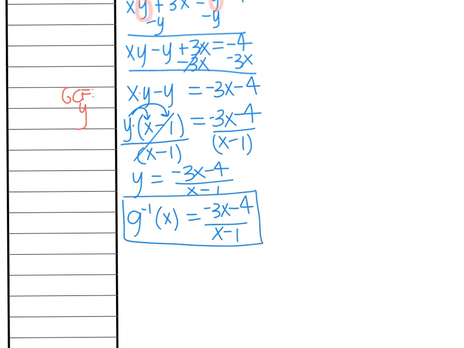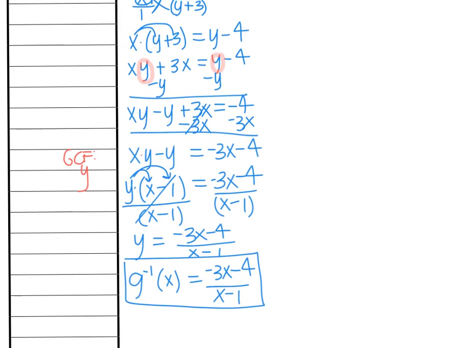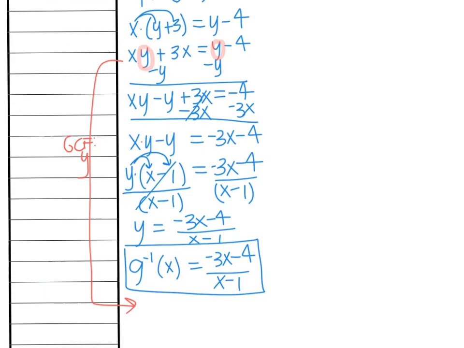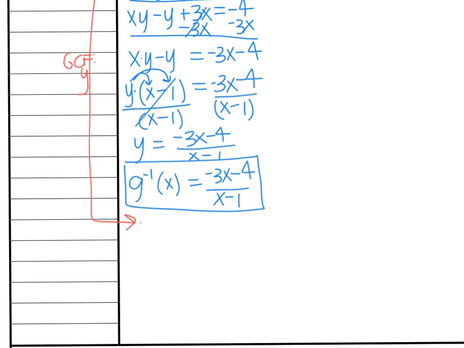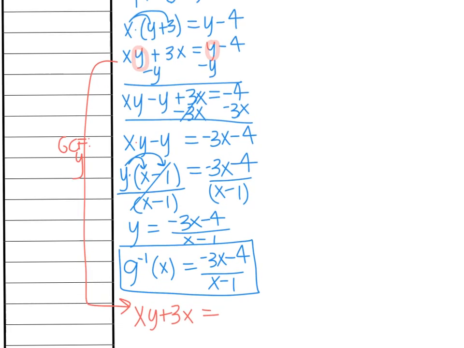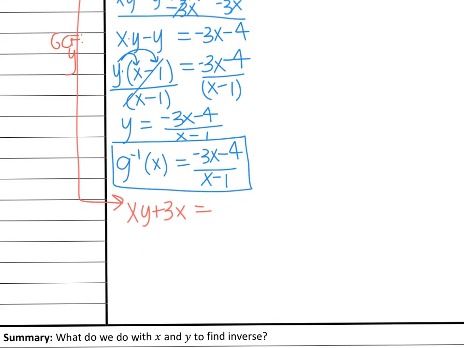If we pick up from where we were up here, at this step right here, a little bit more towards the top, if I rewrite that down here, we could have gone a different route. So xy plus 3x equals, let's write that down, xy plus 3x equals y minus 4.